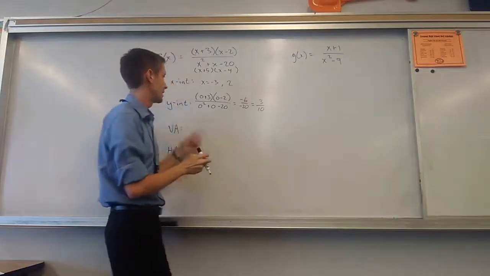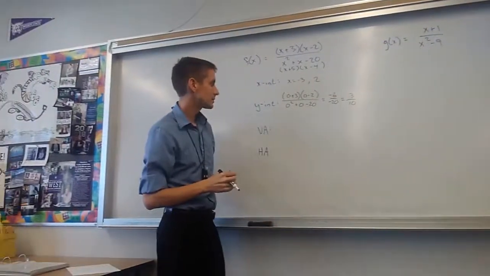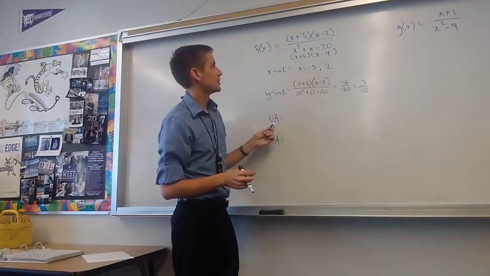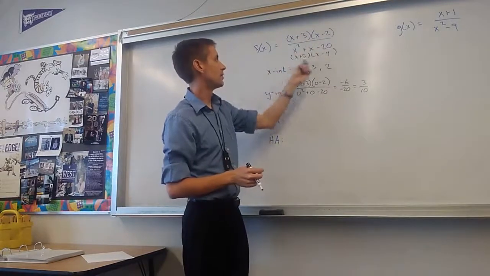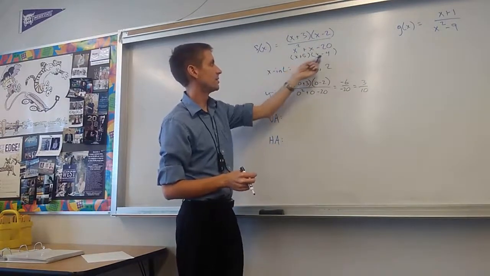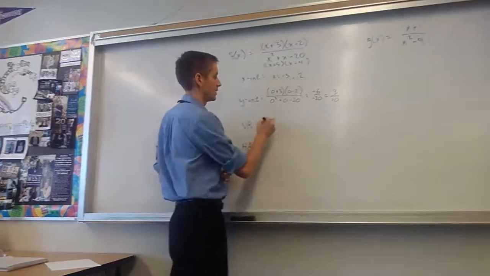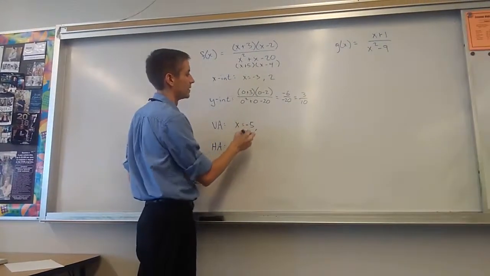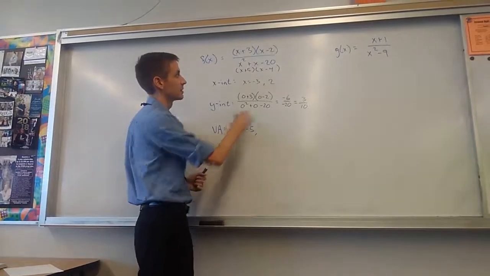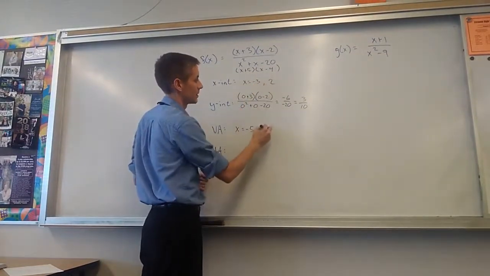Vertical asymptotes, I want to look back at my factored form and say, what are the zeros of the denominator? Well, the zero of the denominator here would be x equals -5. So that's one of our vertical asymptotes. The second one, I'd say, is x equals +4. So that would be a second vertical asymptote.